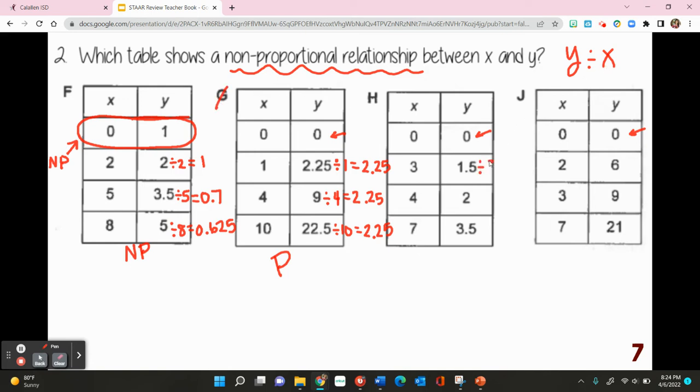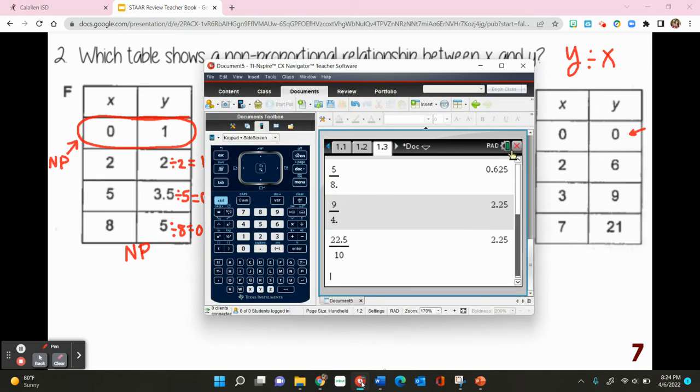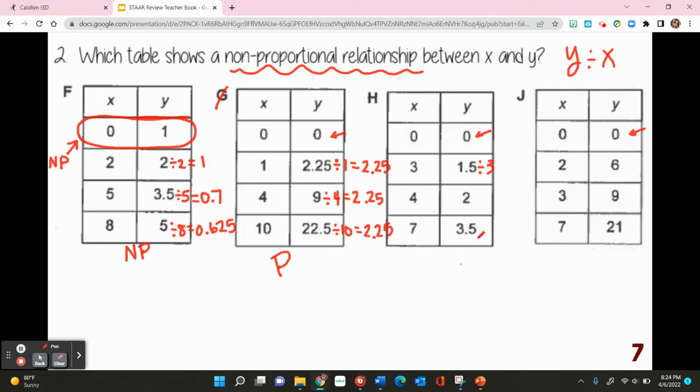Now looking at H, again, I'm going to divide y by x. So 1.5 divided by 3. When I take 1.5 divided by 3, I get 0.5. When I take 2 and divide it by 4, I'm going to get 0.5. When I take 3.5 and divide it by 7, it equals 0.5. So here we see when we divide y by x, again, this table is proportional. So I'm looking for the non-proportional table. H is not my answer.